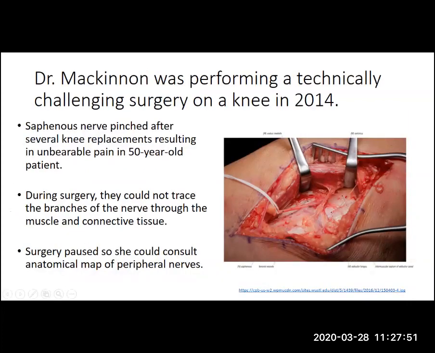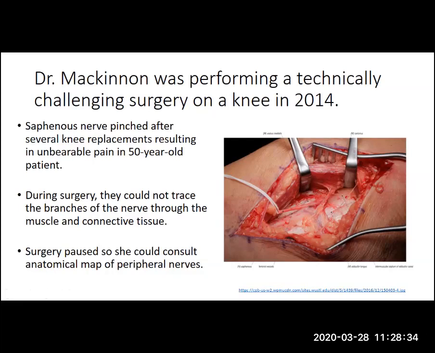Now, in 2014, Dr. McKinnon was performing what should have been a normal surgery, but it became technically challenging. Basically, what she was looking at, this is an image of the knee, which has been exposed through surgery. We've got the saphenous nerve, which is coming through this region right here in the area of the knee. She was working with a patient that had had several knee replacements. And as a result of those knee replacements, there was impingement, in essence, pinching of the saphenous nerve.